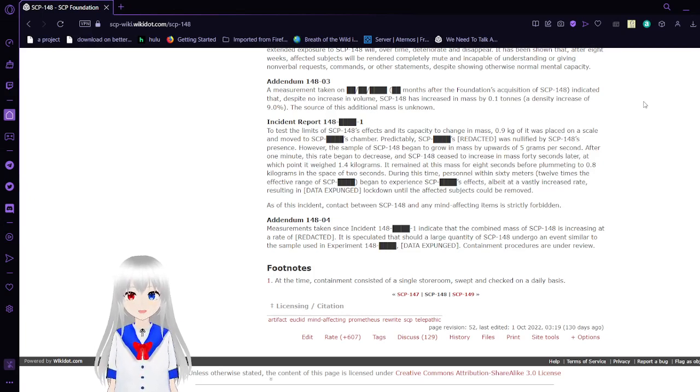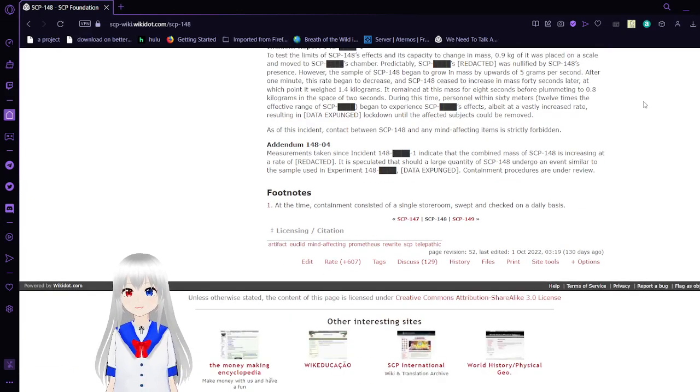During this time, personnel within 60 meters, 12 times the effective range of SCP-Blank, began to experience SCP-Blank's effects, albeit at a vastly increased rate, resulting in data expunged, locked down until the affected subjects could be removed. As a result of this incident, contact between SCP-148 and any mind-affecting items is strictly forbidden.